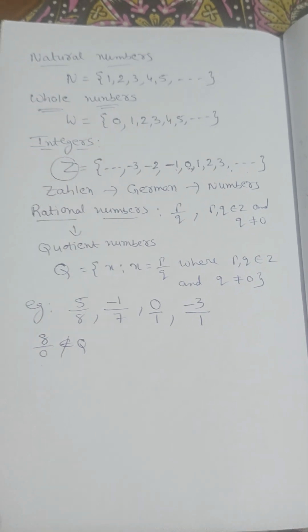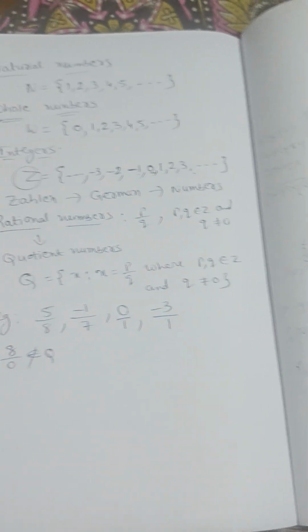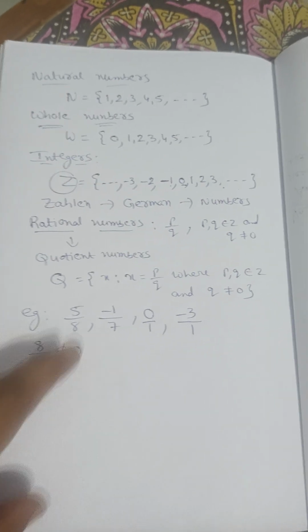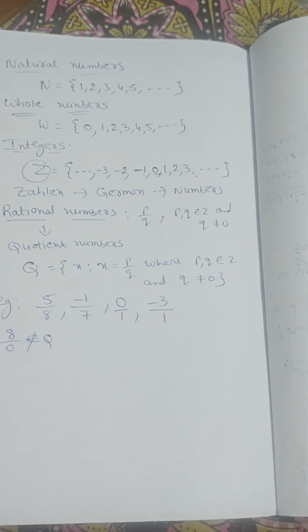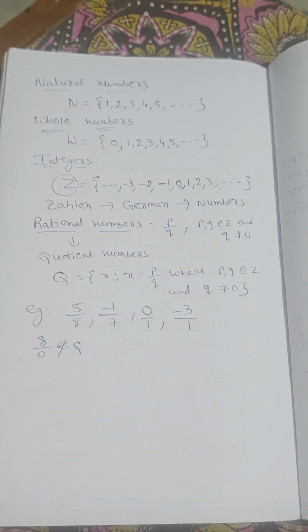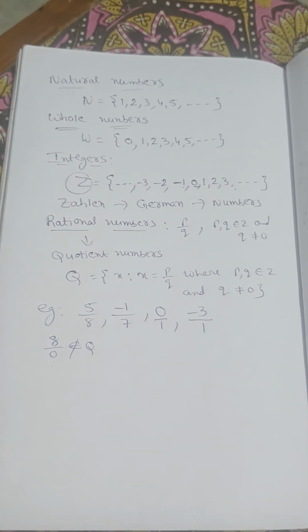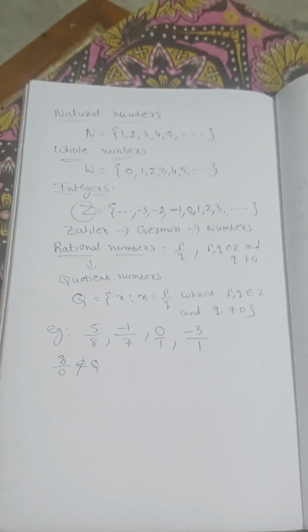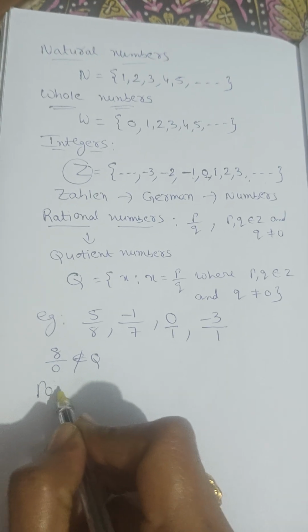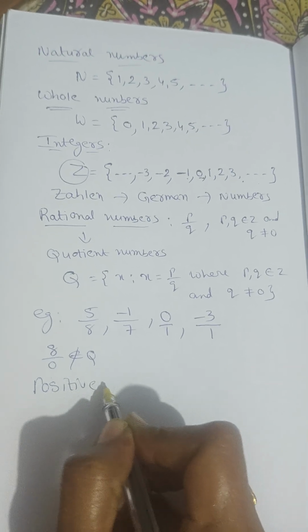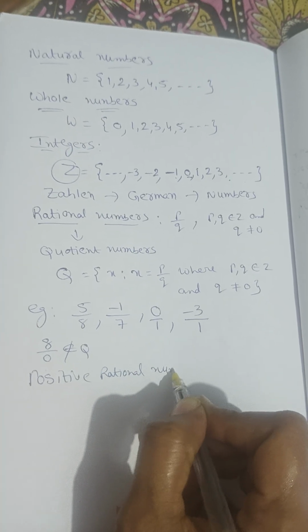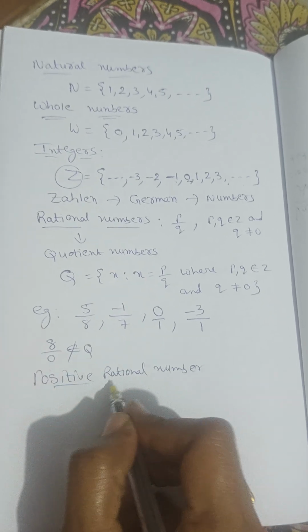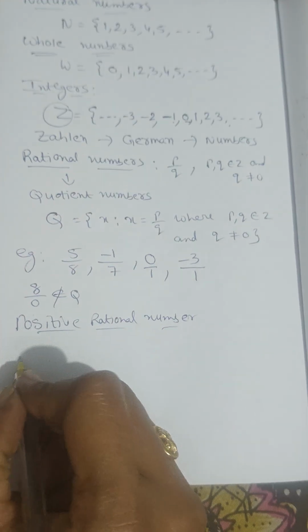All the integers are rational numbers because all the integers we can write in the form of p by q: minus 3 by 1, minus 2 by 1, minus 1 by 1, 0 by 1. So we can write them in the form of p by q. Okay children, did you understand? Rational numbers are of two types. One is positive rational number. Next one is negative rational number.